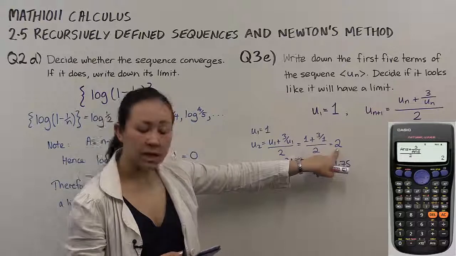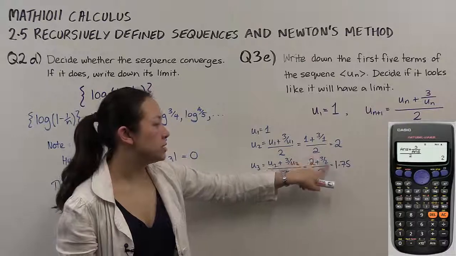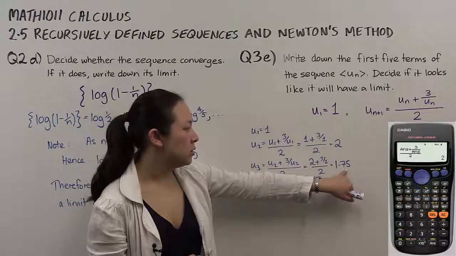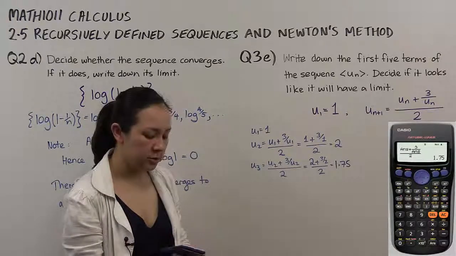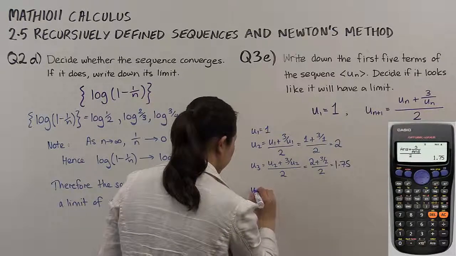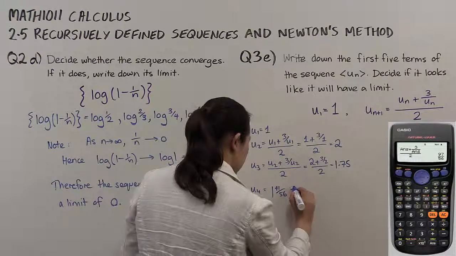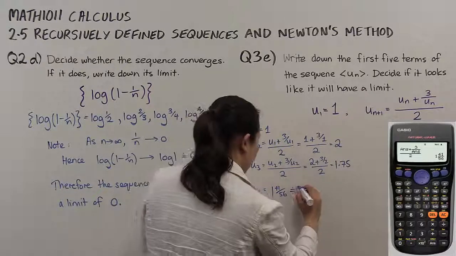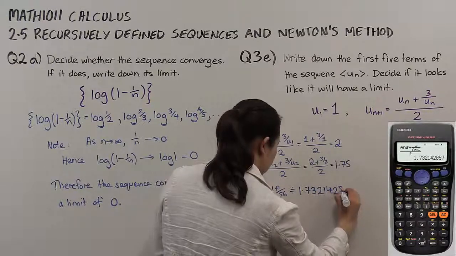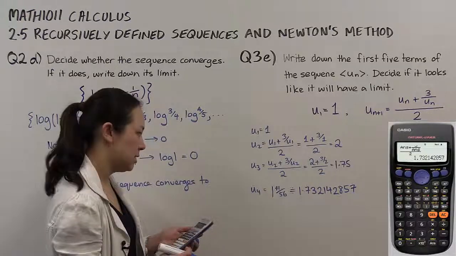If I press equals again, it now has 2 as the last thing in its memory, so it's going to calculate 2 plus 3 over 2 all over 2 here. Right, so pressing equals again gets us the 1 3/4 or the 1.75 for the third term. Now if I press equals again, I will get the fourth term. So it will give me 1 41 over 56, which is approximately 1.732142857. I'm going to assume it's rounded that and put an approximately sign there.